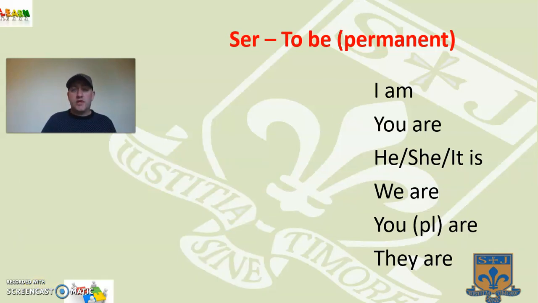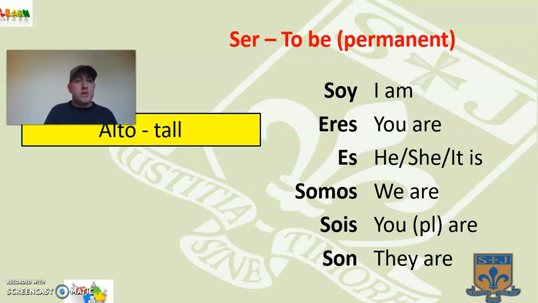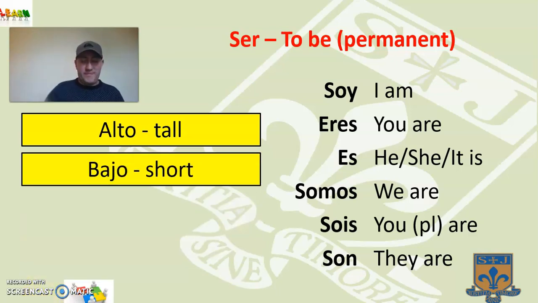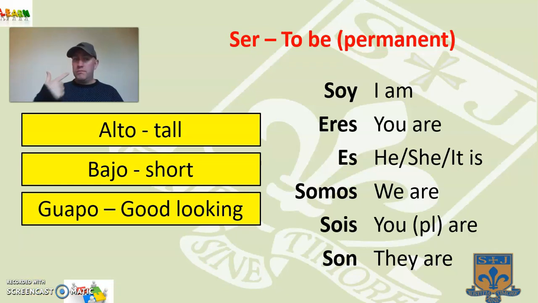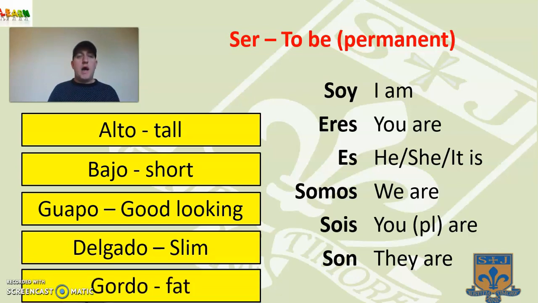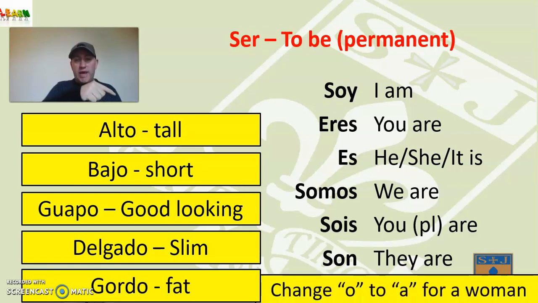Now, we've got a task for you in a second, but we're going to run through these again super quick, and we're going to use some other words that you can put with them, and these are really good ideas to put into your vocab book. So repeat after me. We have got alto, bajo, guapo, delgado, and gordo. Now, remember all of these words, what you can do, you can change the O to an A if you're describing a woman, okay?